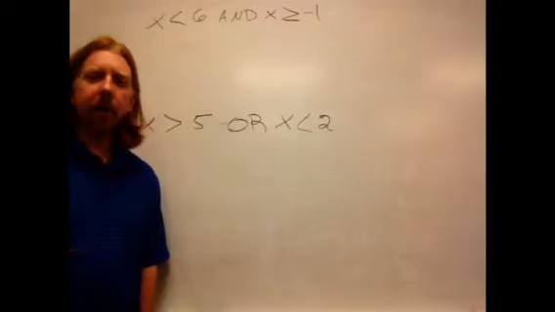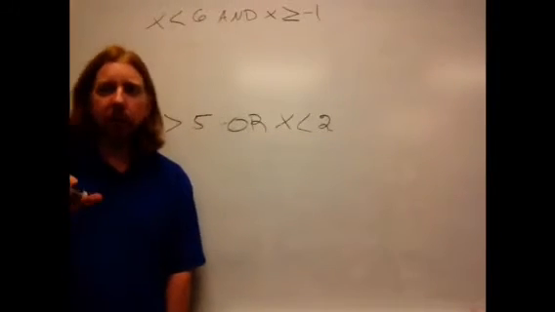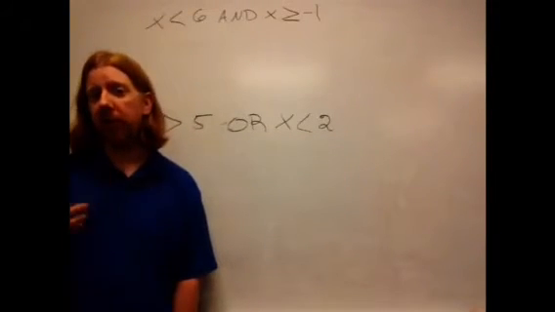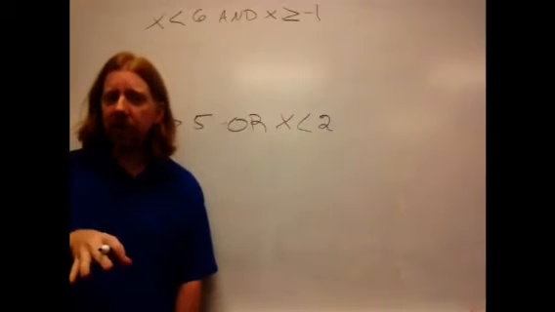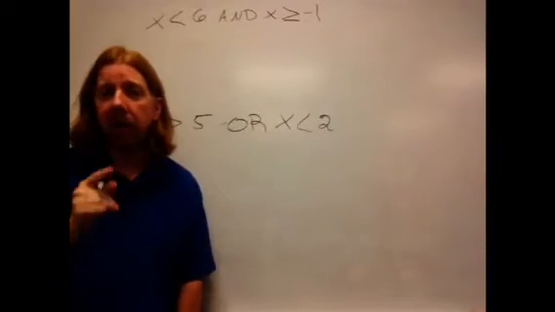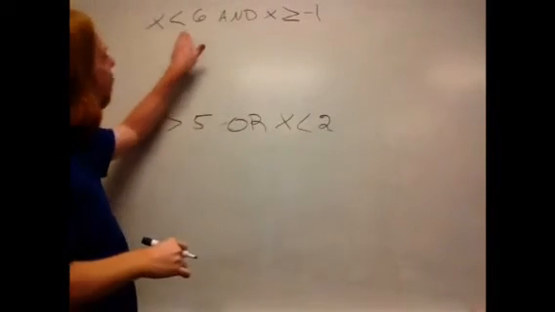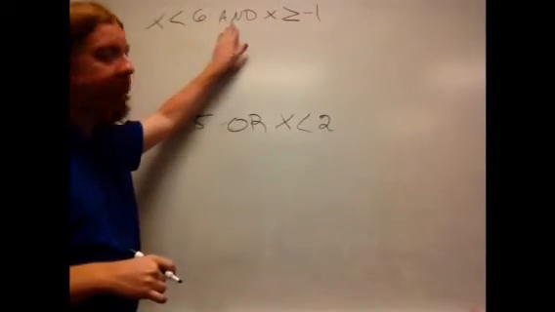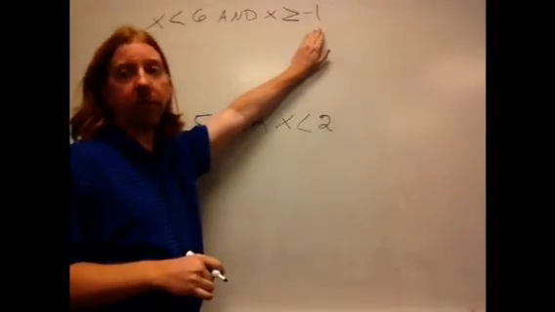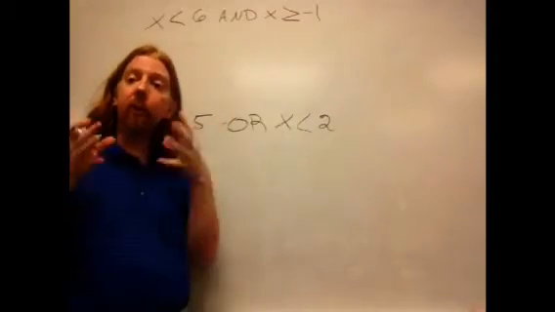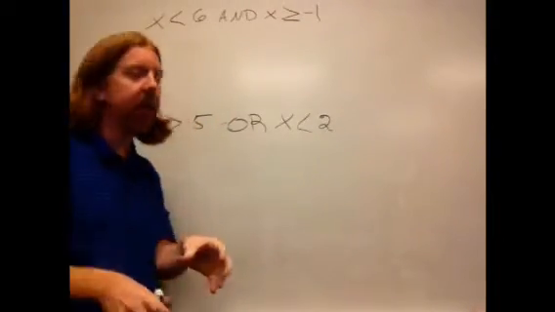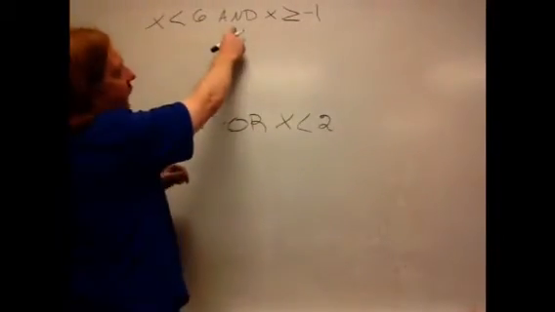Let's take a moment and go back and talk about how these words and or work with inequalities and being graphed. Before we do a lot more algebra, let's get to some big ideas. For example, I've got x is less than 6 and x is greater than or equal to -1. Now I can write this as a single inequality because I'm using the word and.